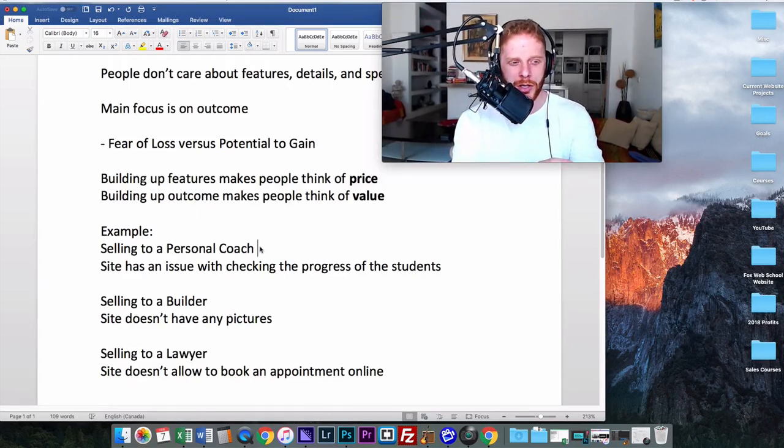The personal coach, he's going to care about this a little bit. He has a clear problem. This is something that's annoying him. It's something that's impacting his business. So he's going to listen, or she, and they're going to care a little bit, but it's not going to be anywhere near as effective as discussing the potential outcome or the potential results of an effective solution.